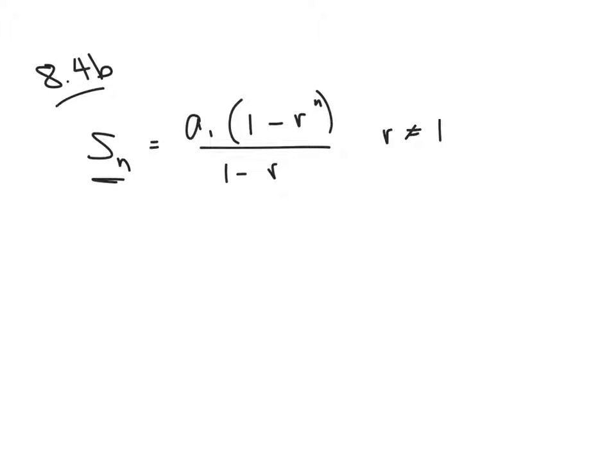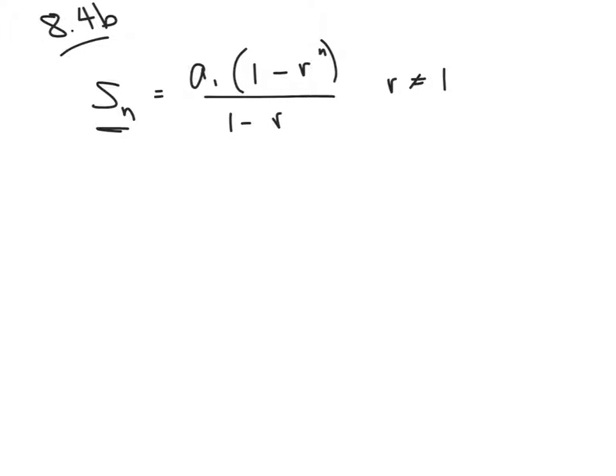Okay, so example 3 says find the sum of the first 10 terms of the geometric sequence, with the first term being 4. So my a1 is 4. And what else do I need? I need to know what my ratio is in order to do this. And the common ratio is -3. So what are we looking at? First 10 terms.